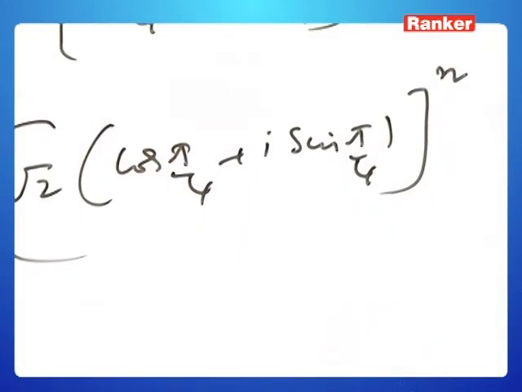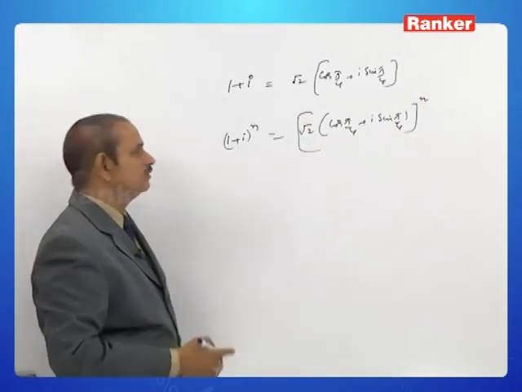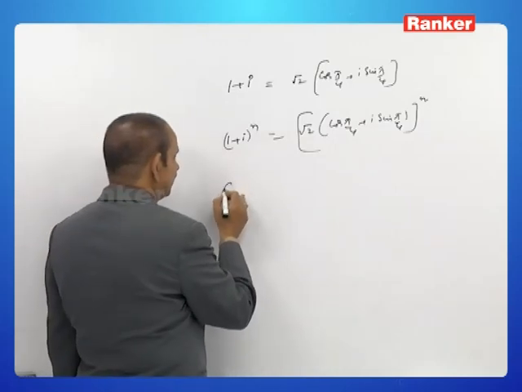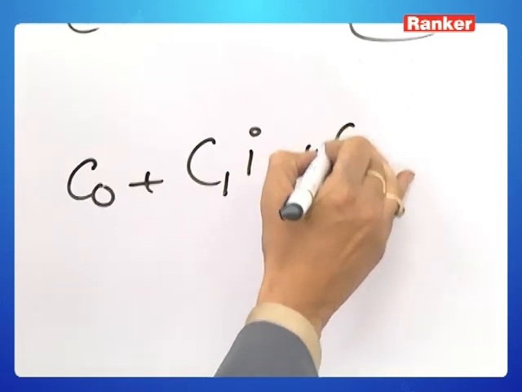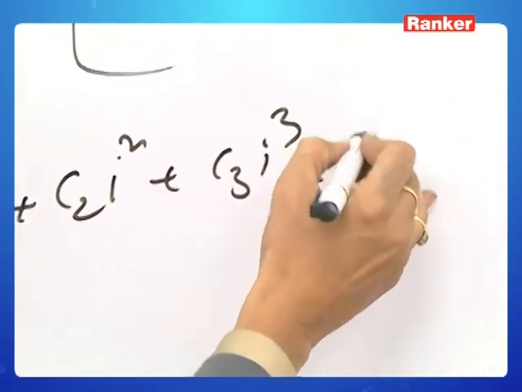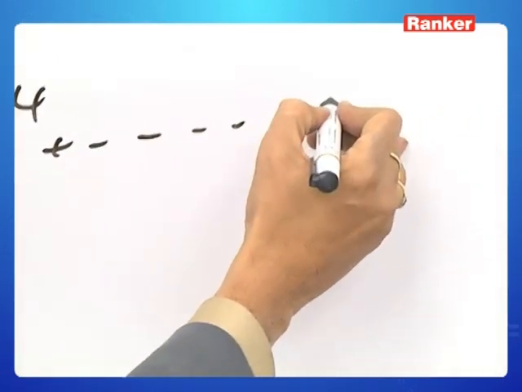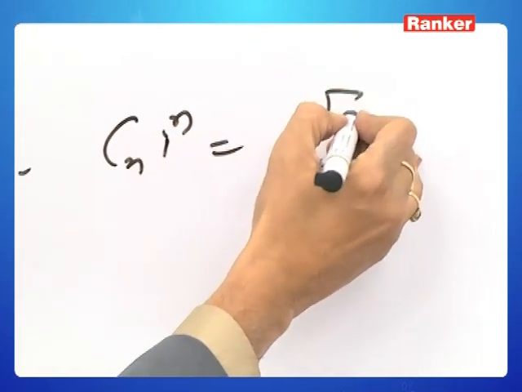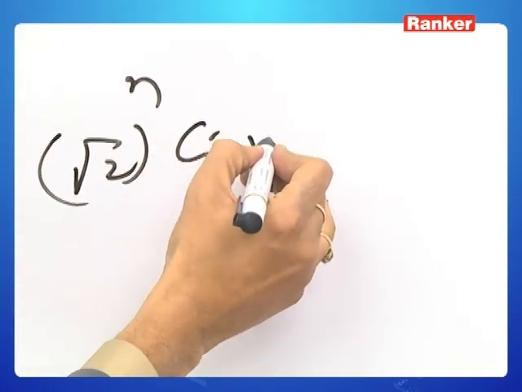Well done. What is (1 + i)^n? Try to expand that using the binomial theorem. Come on, what can it be? C0 + C1 i + C2 i² + C3 i³ + C4 i⁴ and so on, up to Cn i^n, is equal to (√2)^n cis(nπ/4).